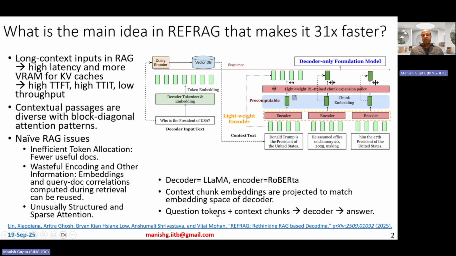It comprises the question tokens, which you use in a tokenized format, plus the context chunks. Some of those chunks may be represented using chunk embeddings. Others may be represented using token embeddings themselves. And then you pass it through the decoder, which generates the answer. Okay. In their work, they experiment with the LLaMA decoder and the Roberta encoder, but they also do some experiments with other kinds of decoder and encoder models.